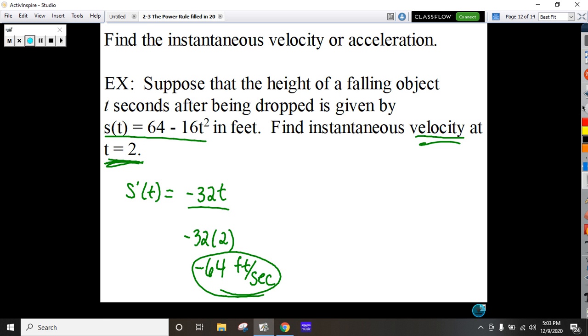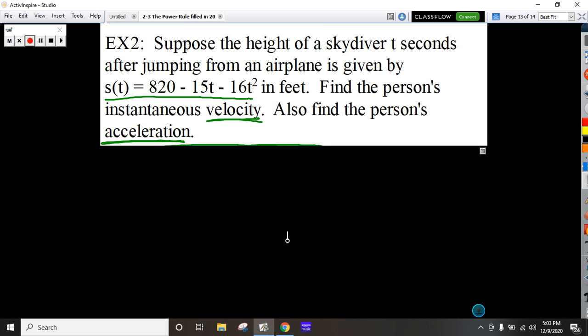So for this next example, we're talking about a skydiver jumping out of an airplane. This is the map of how he's falling. We're just asked to find the instantaneous velocity and the acceleration. Notice there's no t value, so that means our answer is just going to be whatever the derivative is. So we're going to find a general velocity and a general acceleration for this problem. We're not always asked to find a specific velocity. We do have to find both velocity and acceleration.